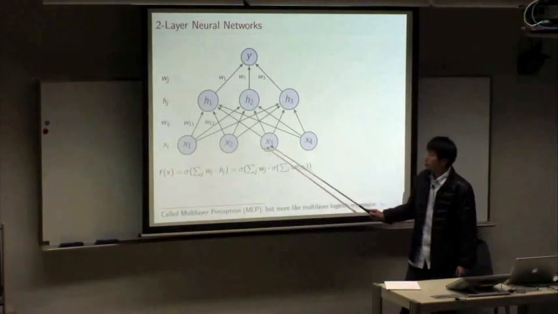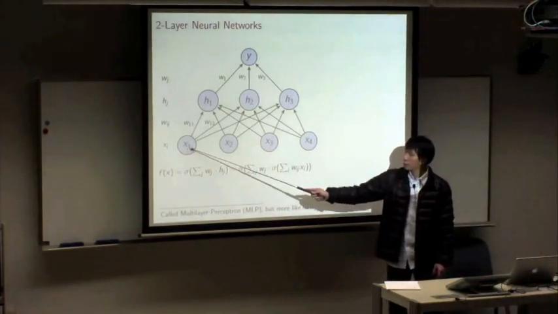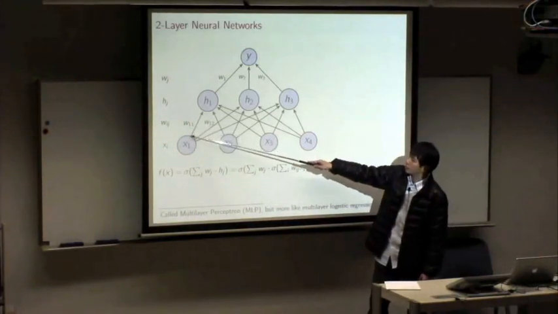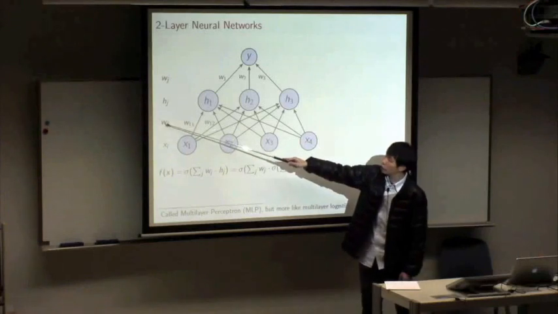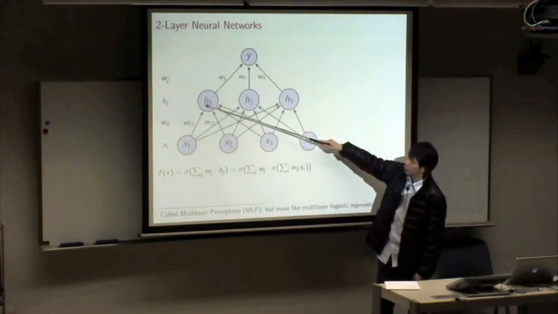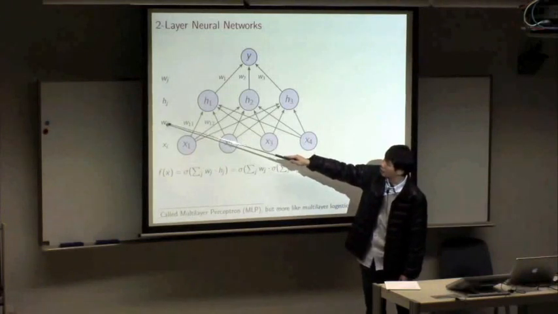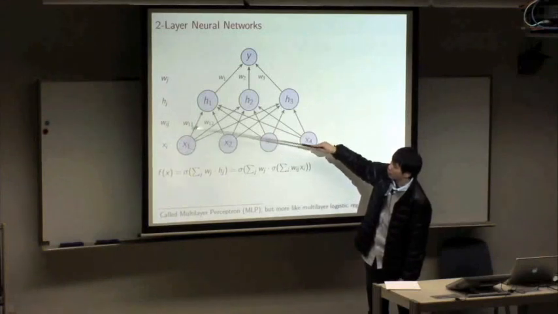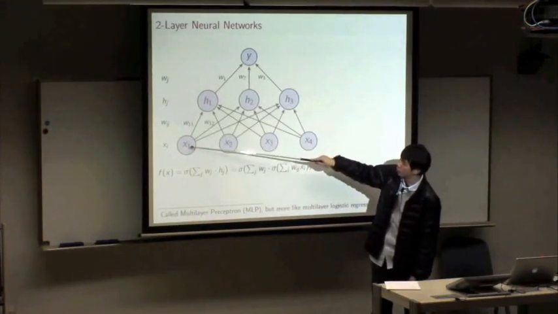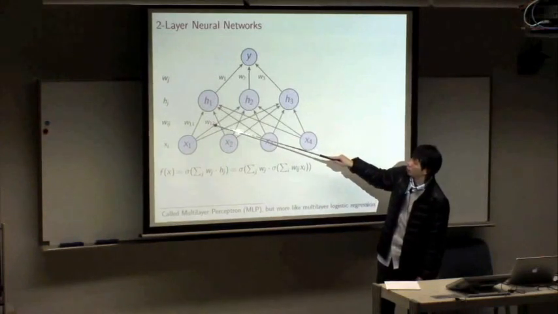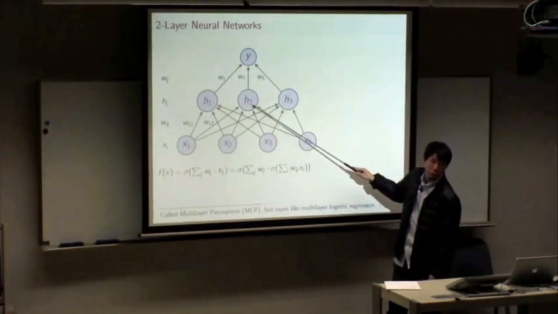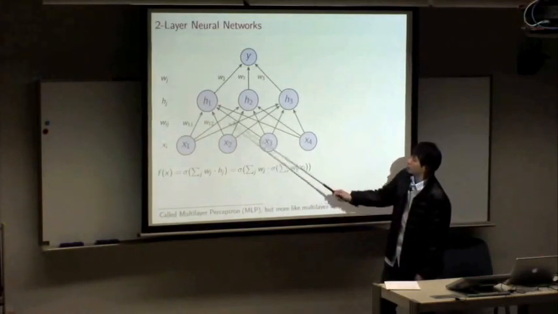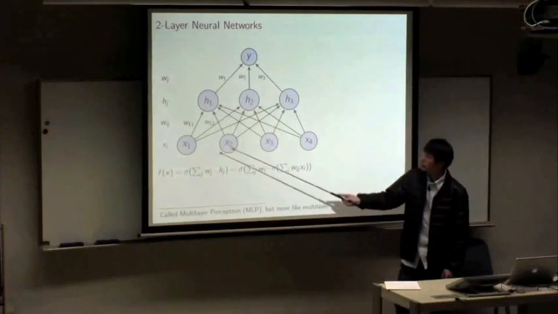x subscript i is the actual feature. So you can think of this as maybe pixel value. So there are four pixels in your image, okay? And these w_ij's are the first layer, logistic regression, right? i is this side, and j is this side. So it's going from i to j. Okay, so 1,1 means it goes from x1 to h1. 1,2 means it goes from x1 to h2. And if you have w21, you're going from this to this. Okay, so that's the notation I'm going to use.